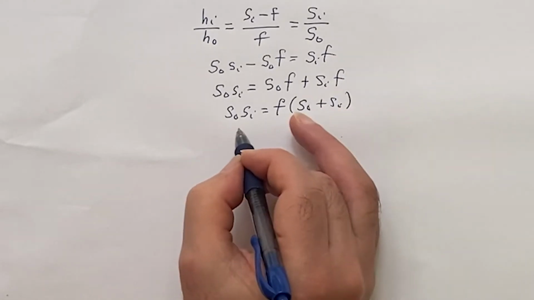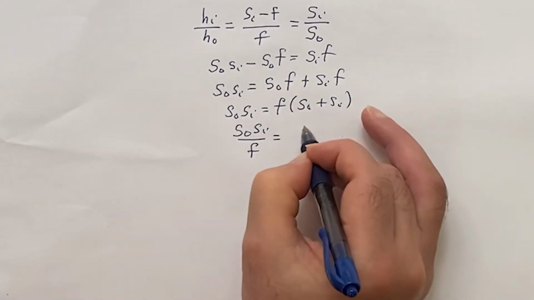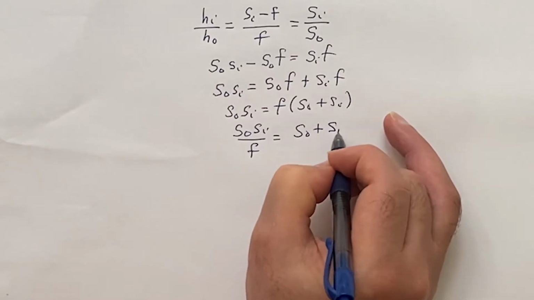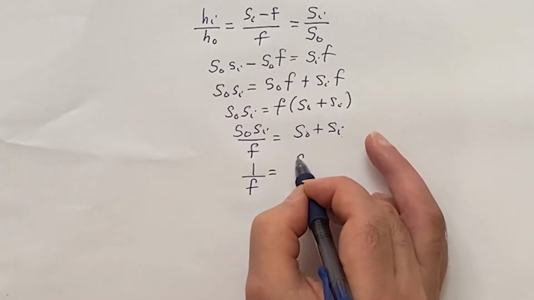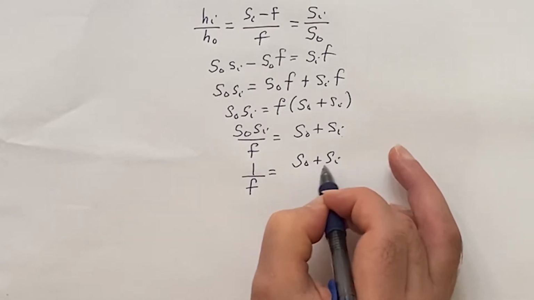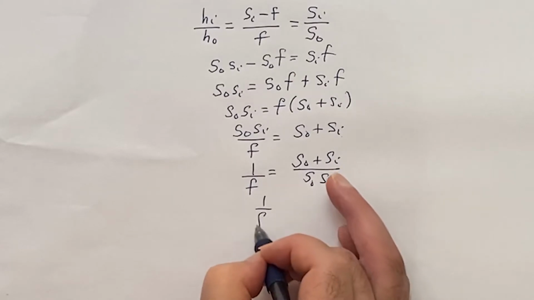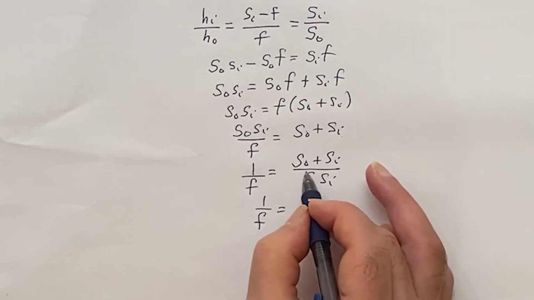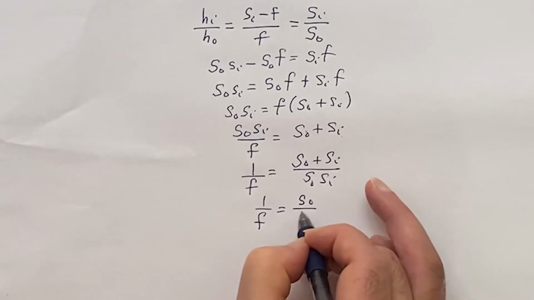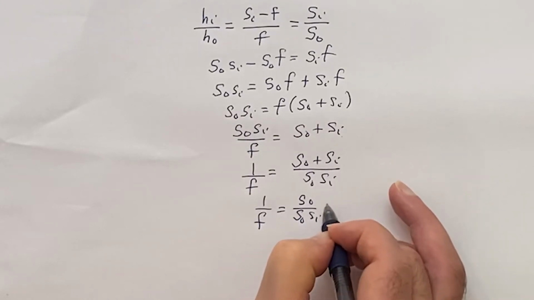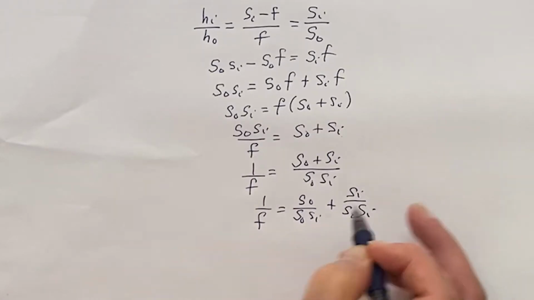Then let's try dividing by F. That's kind of nice. Divide by the F, and then we get this. And then we're going to divide by the SOSI, like this. And that would give us, starting to look familiar, SO over SOSI, and plus SI over SOSI.